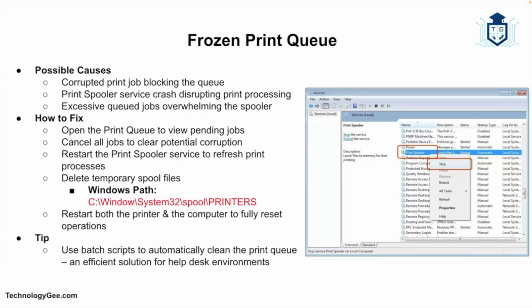So how do you fix it? You want to open the print queue, cancel all jobs, restart the print spooler service, delete any temporary spool files, and then restart the printer and computer. Now, as a bonus tip, you can create a batch script to automate cleaning the print queue. And this is great for those of you who are help desk technicians.